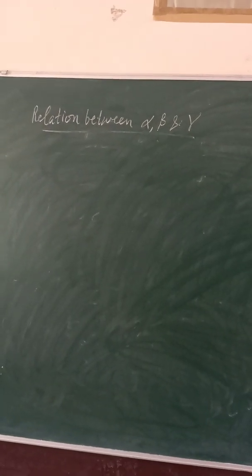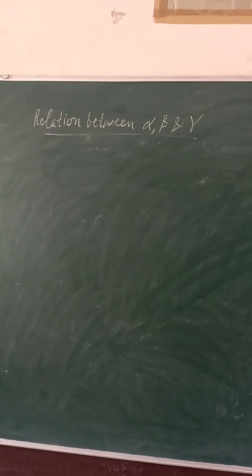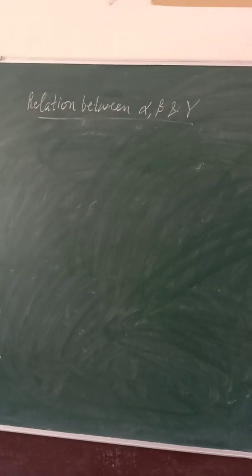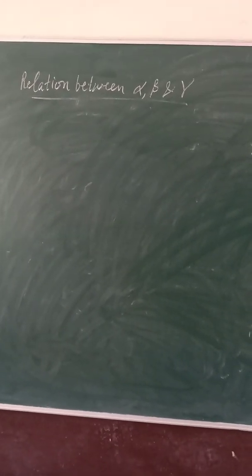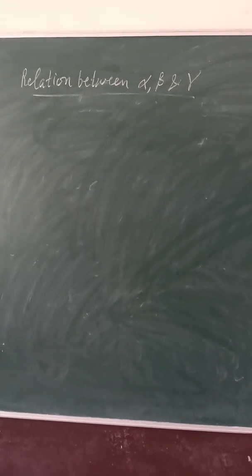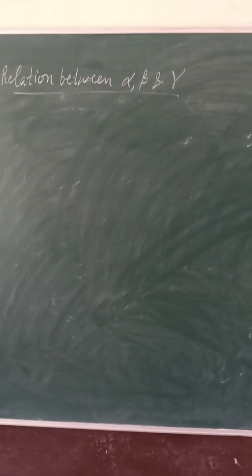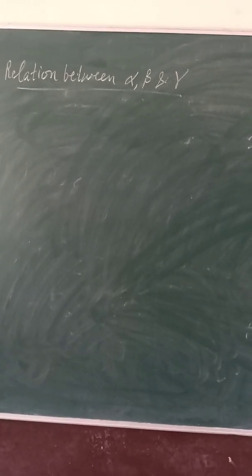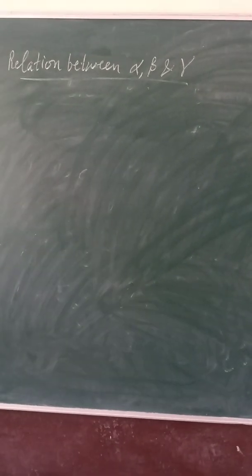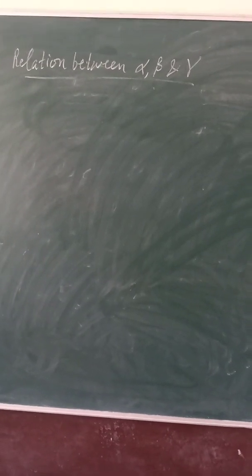Hello 11th class students. Our next topic is to find the relation between alpha, beta and gamma. Alpha is the coefficient of linear expansion, beta is the coefficient of superficial expansion, and gamma is the coefficient of cubical expansion. Now we have to find the relation between these three terms.